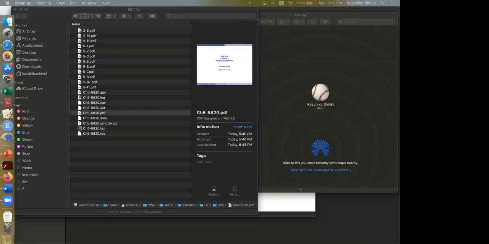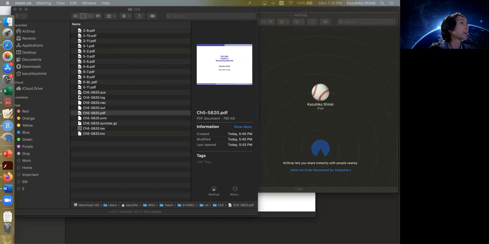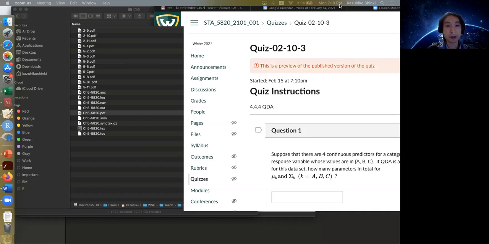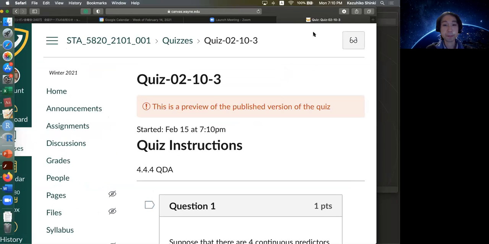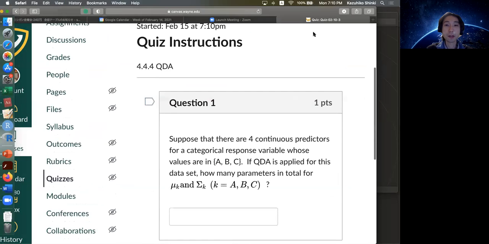So let me see. Maybe I will share the screen. I think it was quiz 3. Quiz 3. Okay, thank you. Because I first put 12, but that one's wrong. I think that is QDA. So we have the variance component. So this is the question. Can you see the screen? Yep.